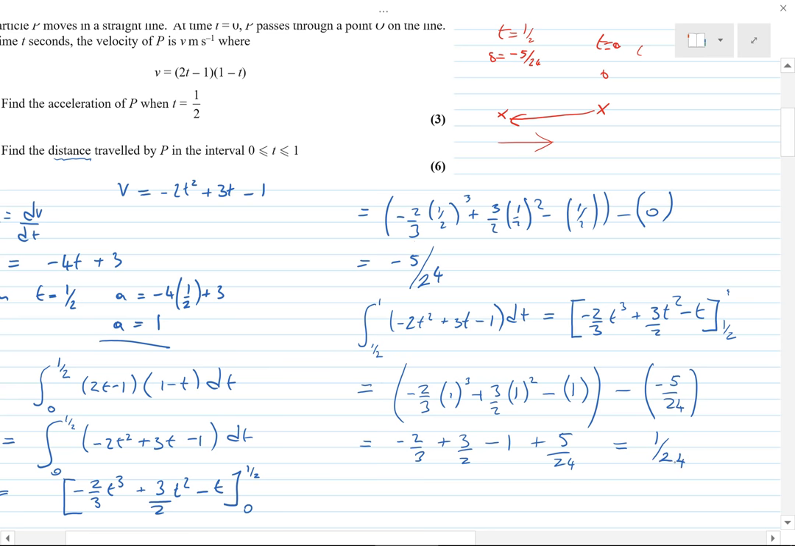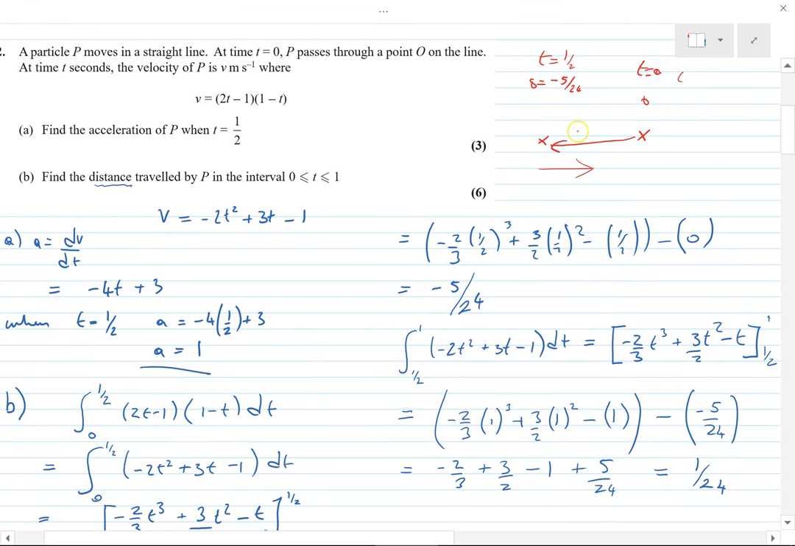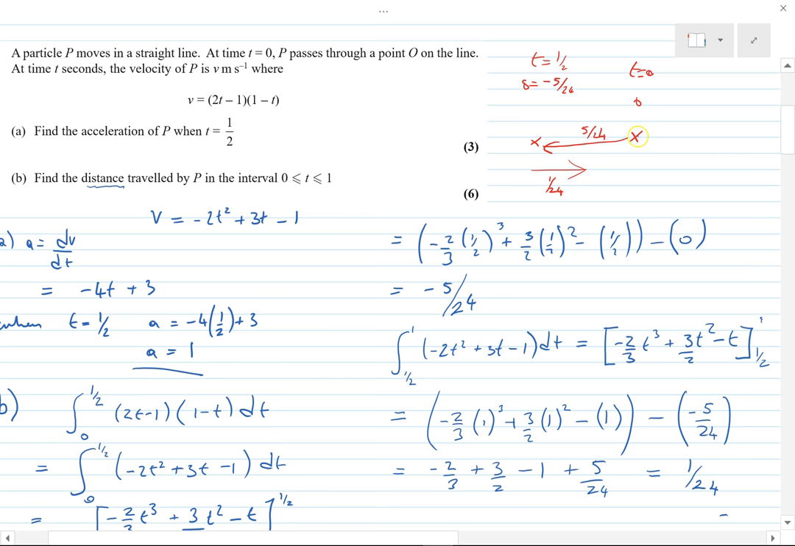So going back to the original situation, we've had the thing going minus 5 over 24, or distance-wise 5 over 24 in that direction. And then it's gone 1 over 24, distance-wise, in that direction. So now we have to combine these two. Its displacement from its original position in the first half a second is 5 over 24. It happens to be going in a negative direction. And its displacement from its original position in the interval from half to 1 is 1 over 24, but it's going in the other direction. So there's been a change of direction. It's basically gone there and back again. 5 over 24 one way, reverse, and gone 1 over 24 the other.